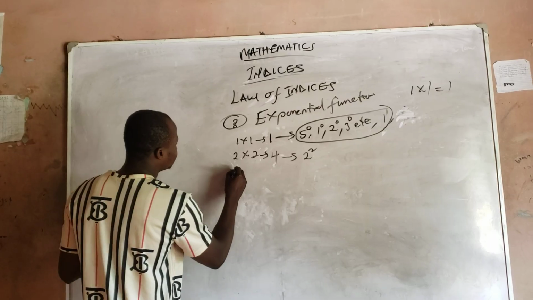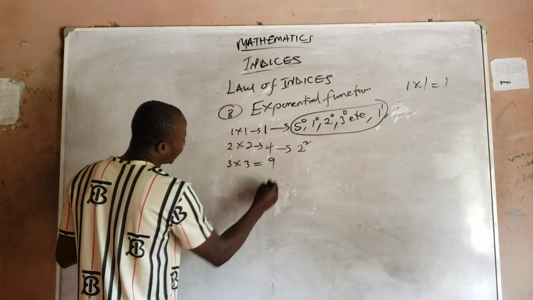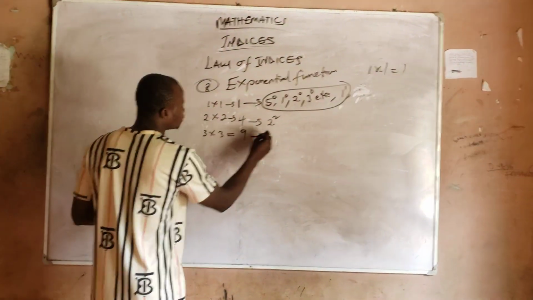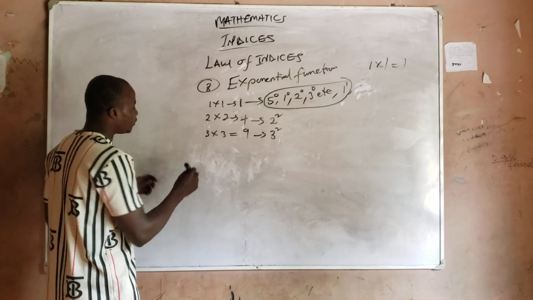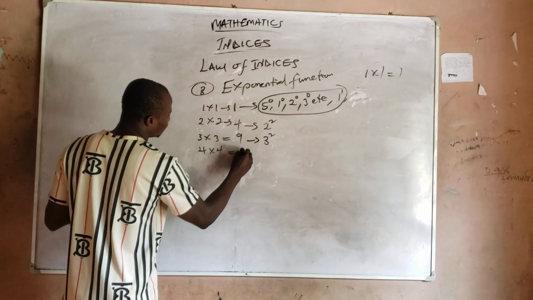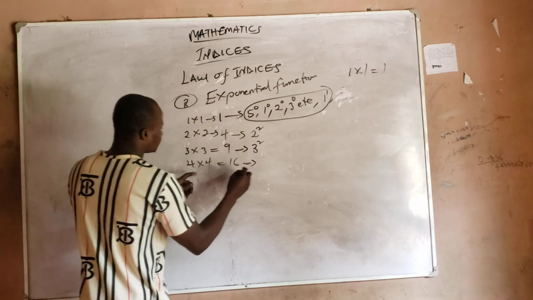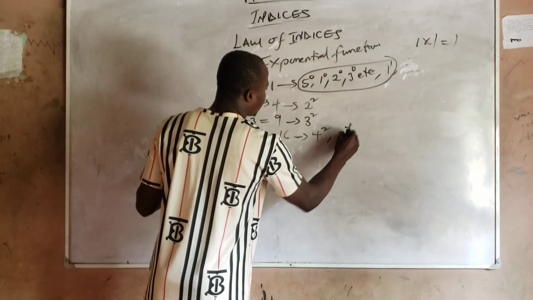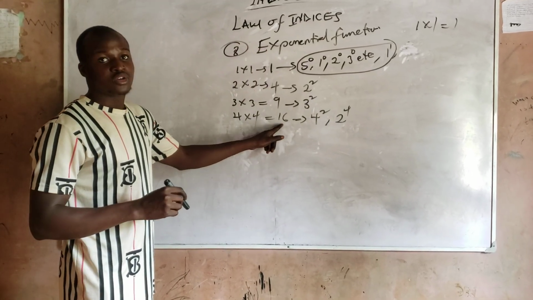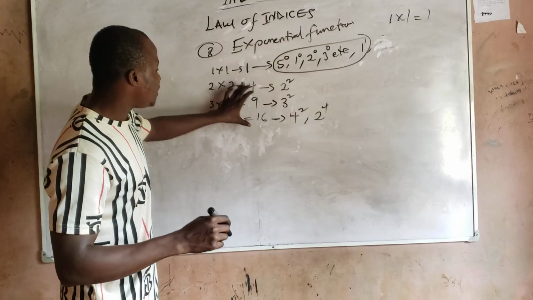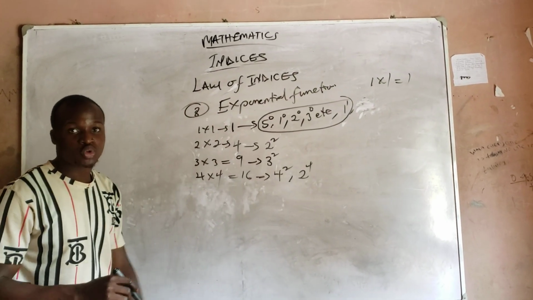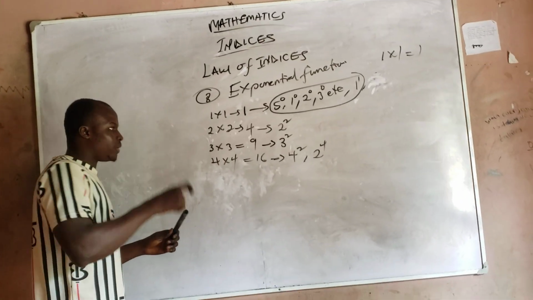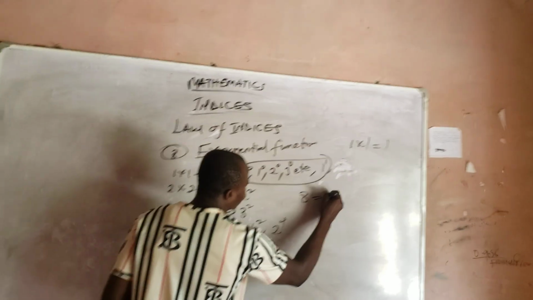That is the index form of 4. Now 3 times 3 is what? 9. 9 also is a perfect square. Then the index form of 9 is 3 raised to the power of 2. Now we have 4 times 4, 16, right? So we have 4 raised to the power of 2, which is 16. And also 2 raised to the power of 4 is 16. So this exponential function deals with the index form of perfect squares. We are going to know them. Some are not even perfect squares, but you have to know them. For example, 8. 8 is what?